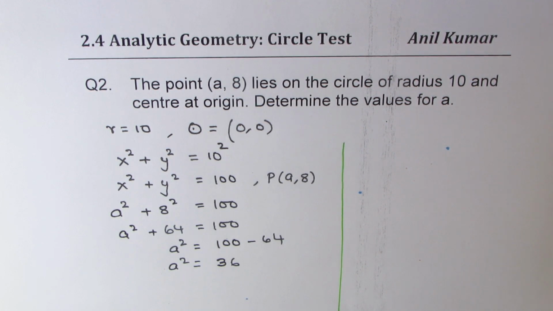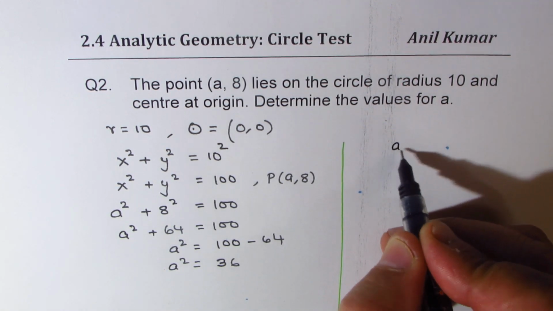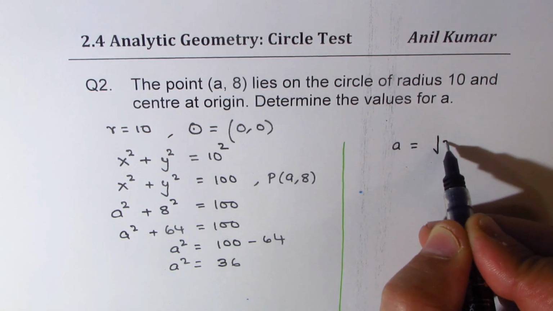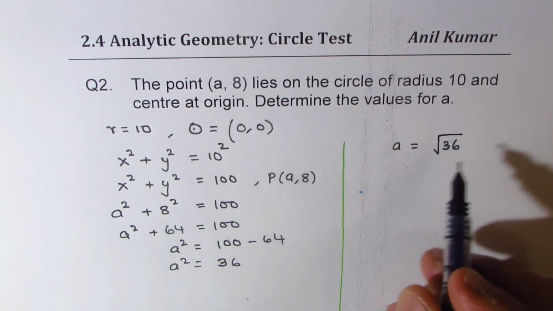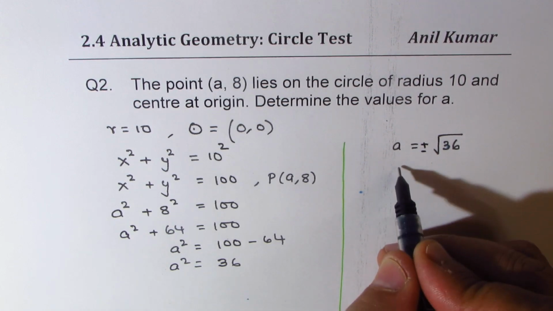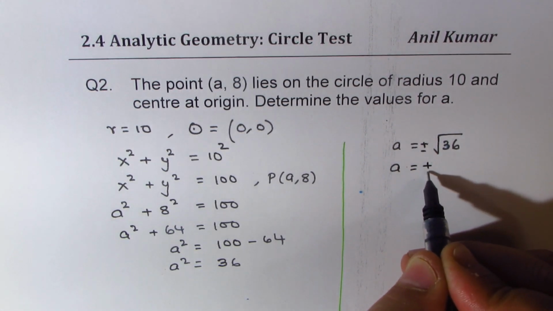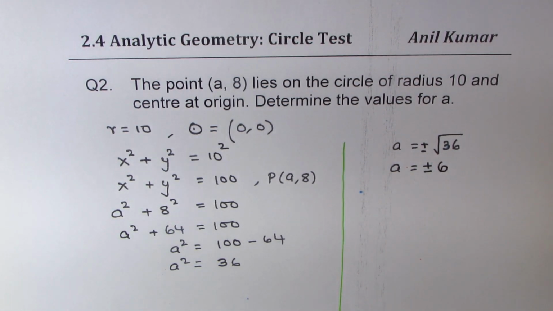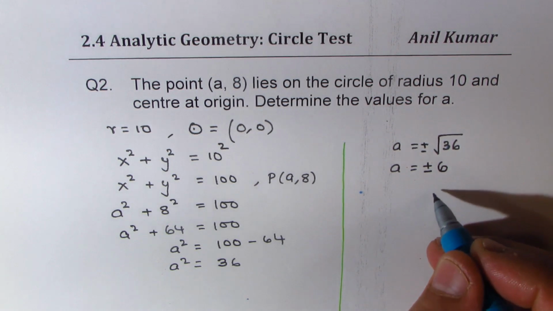So let's write it down. a is equal to the square root of 36. And whenever you do a square root, you have to always take both positive and negative values. So a has two values. It could be plus or minus 6. Do you see that? So it is very important to see that a has two values.